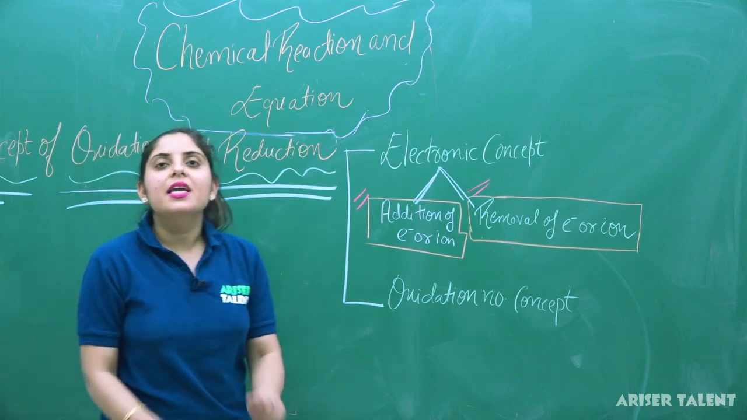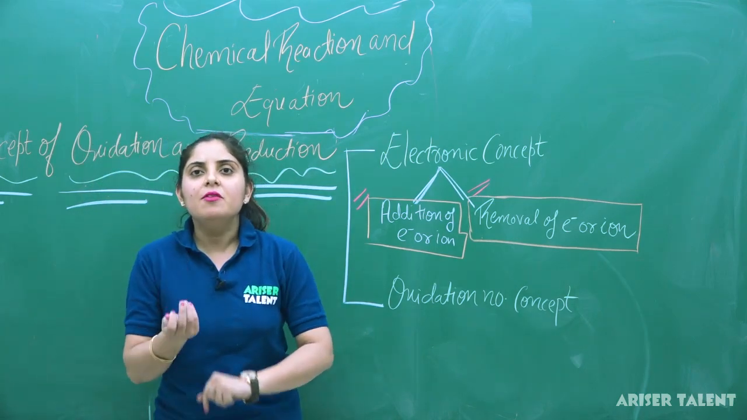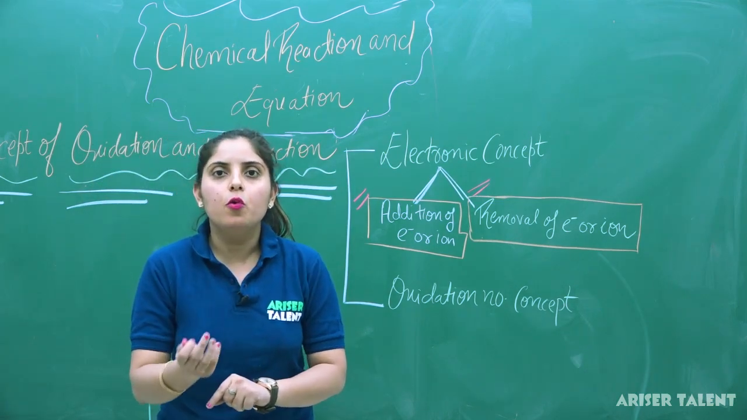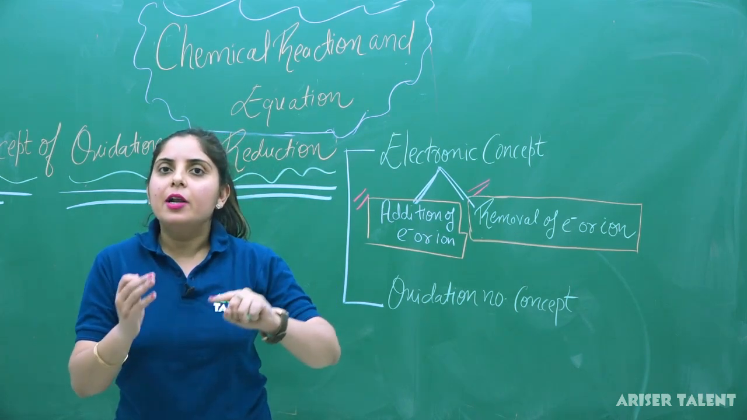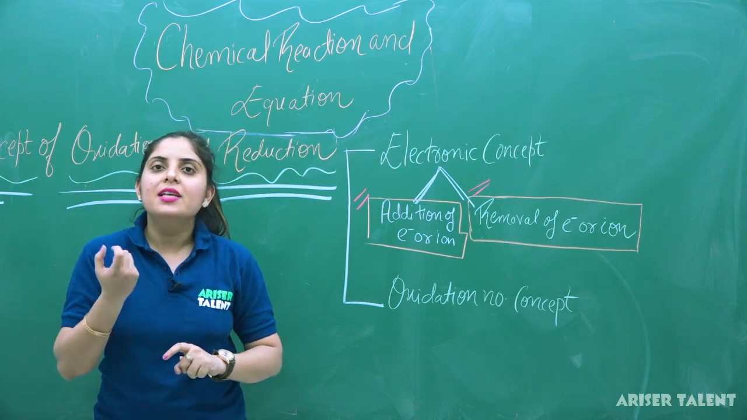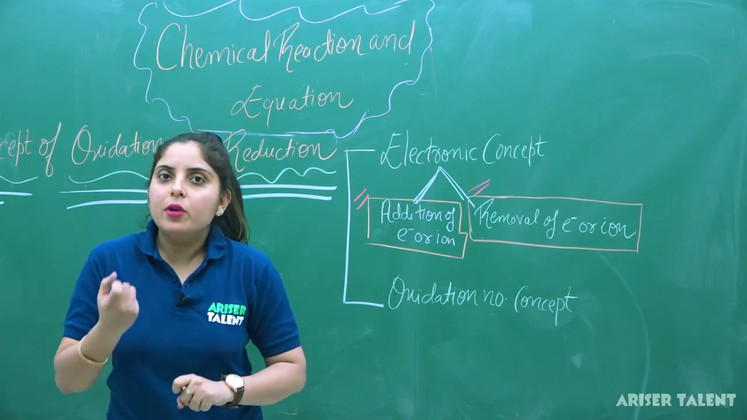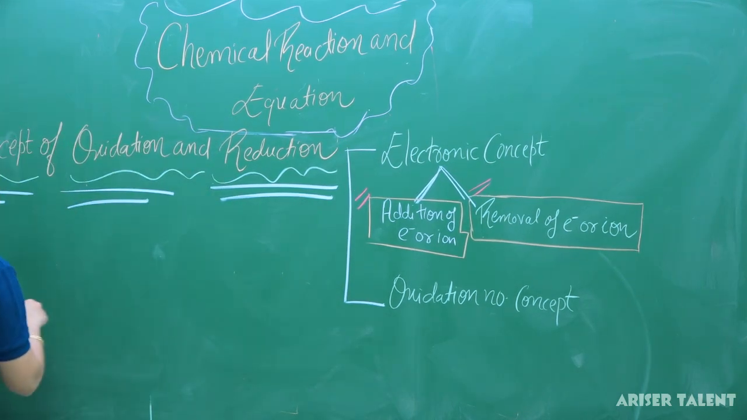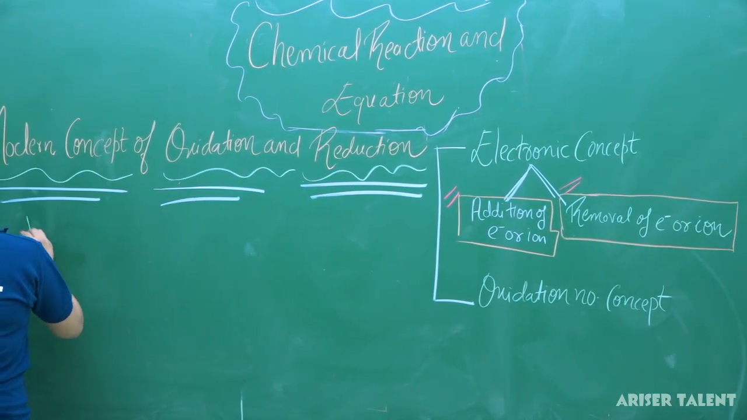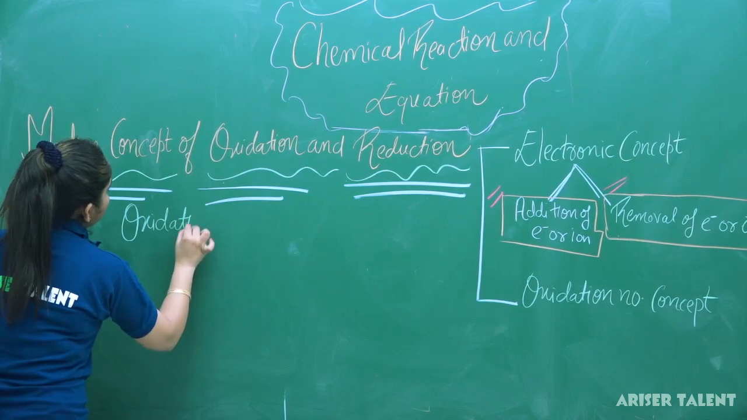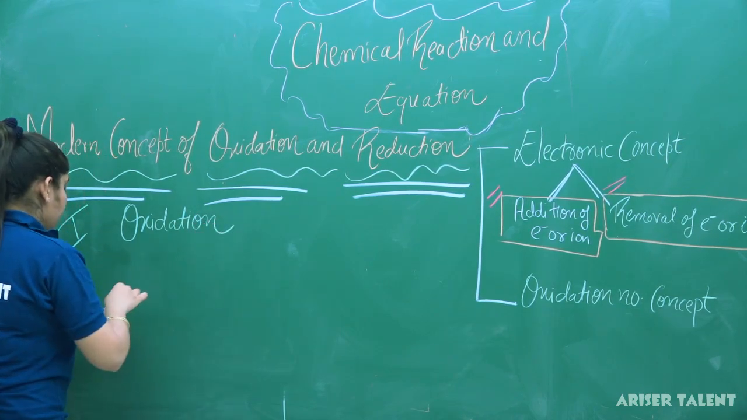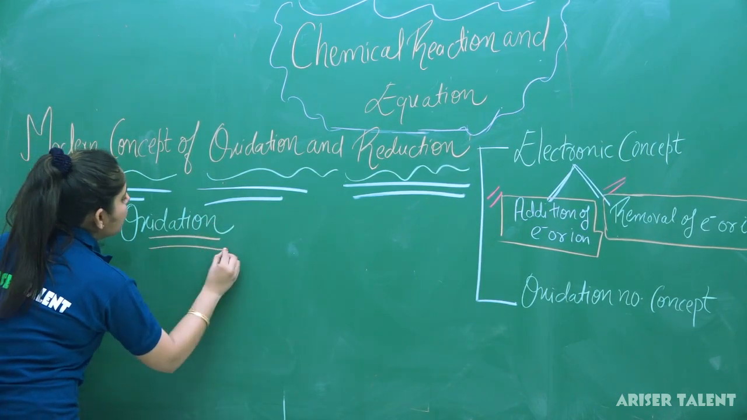So what happens in case of oxidation? There will be the loss of electron from an ion or atom. So we may say that the ion or atom is losing electrons. This property is known as deelectronation. So firstly, I am considering oxidation. What happens in case of the oxidation?